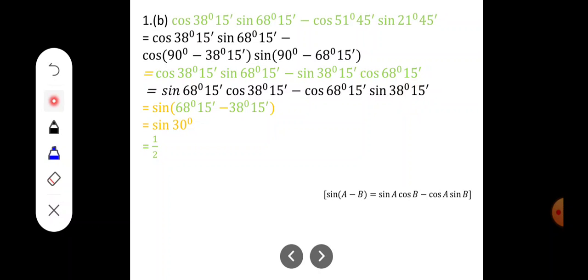Then we get sin A cos B, cos A sin B. That is sin A minus B formula. Sin A cos B, cos A sin B equal to sin A minus B. And subtracting 38 degree 15 minute from 68 degree 15 minute, we get 30 degree, and sin 30 degree equal half. This is our answer.